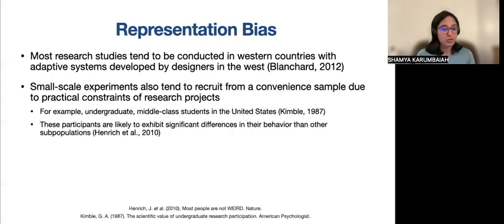Small-scale experiments also tend to recruit from a convenient sample, and this is often due to practical constraints of research projects. A popular convenient sample is that of undergraduate middle class students in the US. These participants are likely to exhibit significant differences in their behavior than other students or populations.